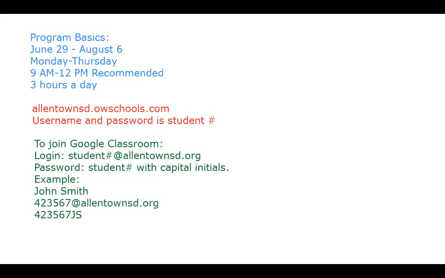So right here is listed the website that you can go to access that program, allentownsd.owschools.com. And the username and the password is just your son or daughter's student number. So for example, if your number was 423567, then you would put that in as the username and again as the password.